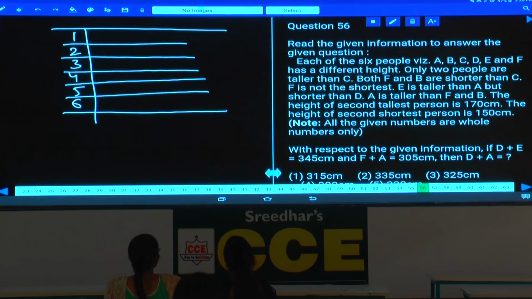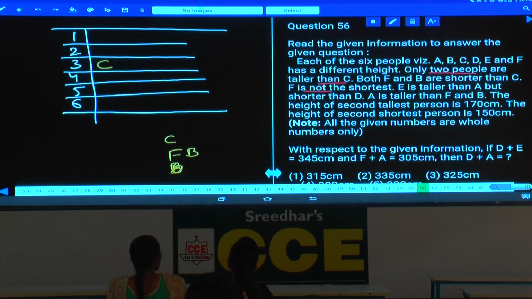Now tell me what is the given first condition here. Only 2 people are taller than C. As only 2 people are taller than C, tell me what is the position of this one. C must be at the third place. Then both F and B are shorter than C. F as well as B, both these 2 persons are shorter than C. The order between F and B is not clearly known.